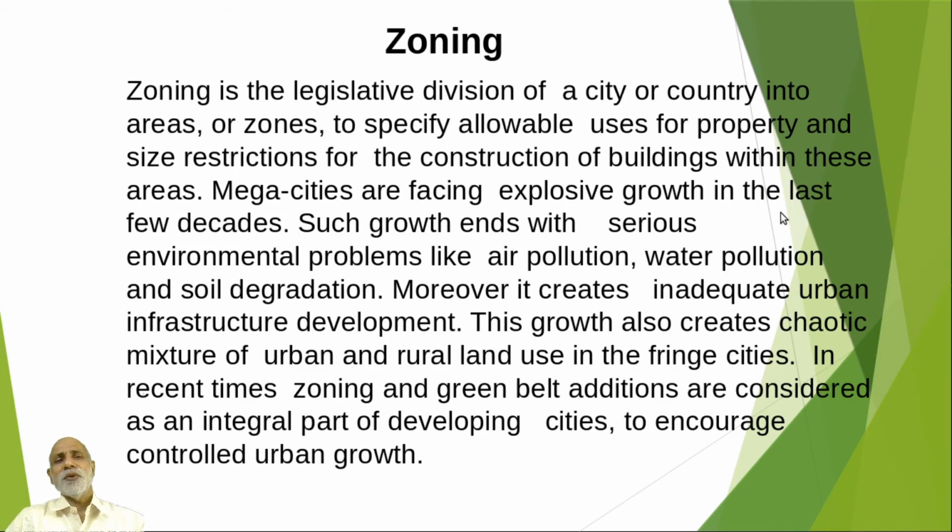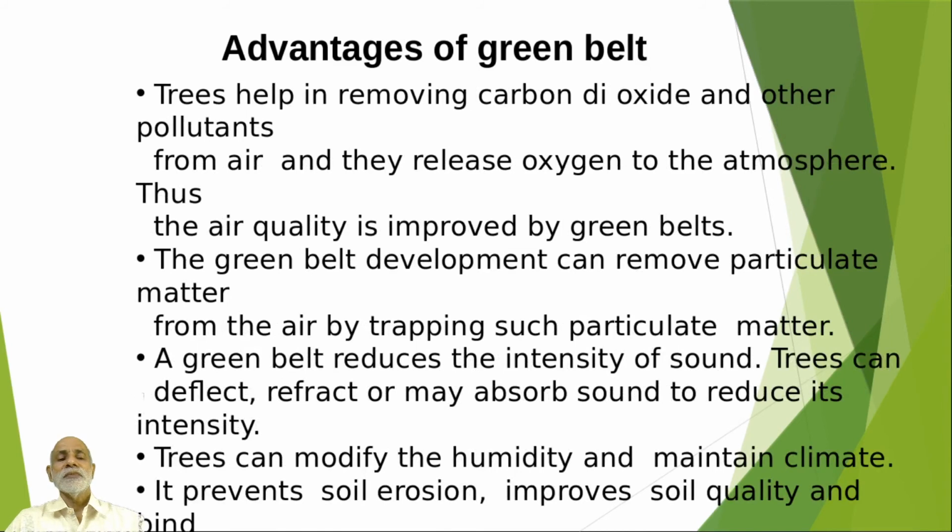Or in certain areas, we cannot construct buildings above a particular height, like that. The zoning is in fact a technical term in the development of mega cities. So the unscientific development creates a lot of problems, particularly air pollution, water pollution, and soil degradation. By proper planning, or by zoning, we can minimize air pollution, water pollution, and soil degradation to a greater extent. Advantages of green belt.